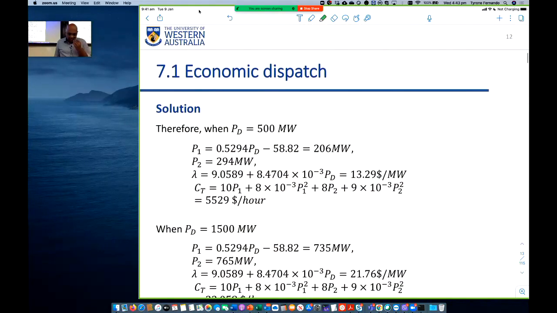So when the demand is 500, P1 will be producing 206 megawatts, P2 294, and the incremental cost is $13.29 per megawatt. Incremental cost per unit of power, per megawatt in this situation. When it's optimized, the incremental cost per unit of power for all the generators will be the same. Okay? So both will have the same value, which is the lambda.